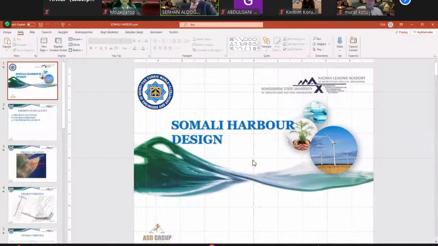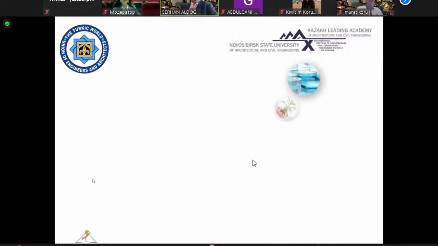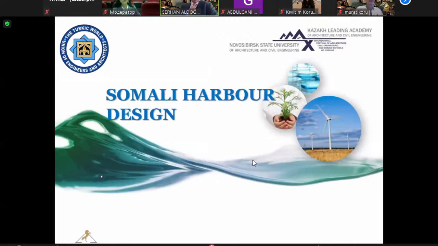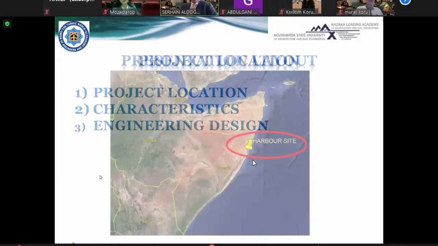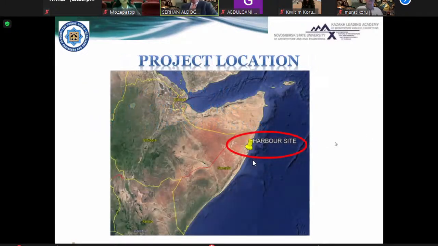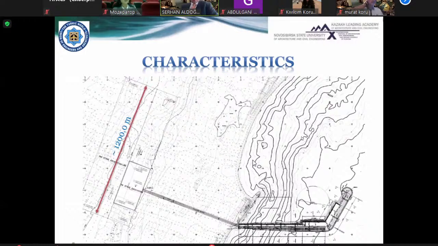Let me pass to the second project. I will try to keep it short this time. We have completed a harbor design in Somalia. You see the harbor site location. Let's see some dimensions. This is the land side, and this is the road to the breakwater that connects the breakwater and the land side.